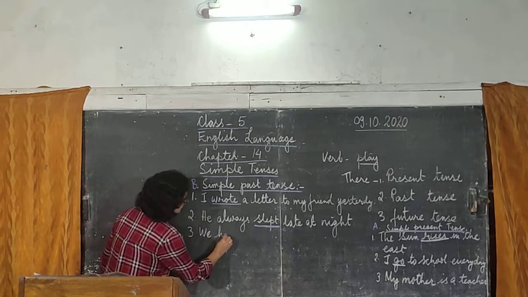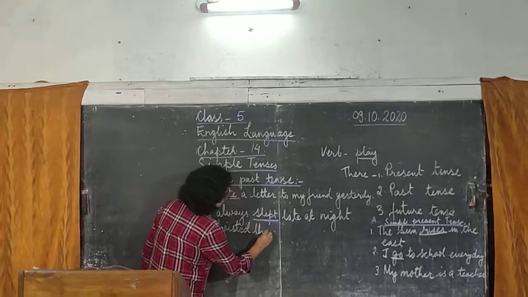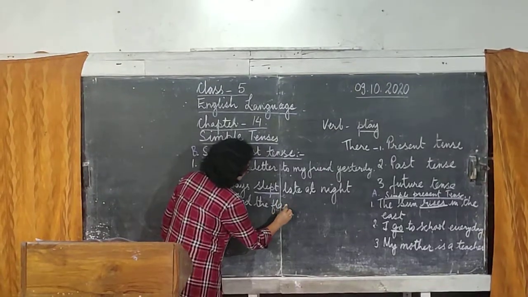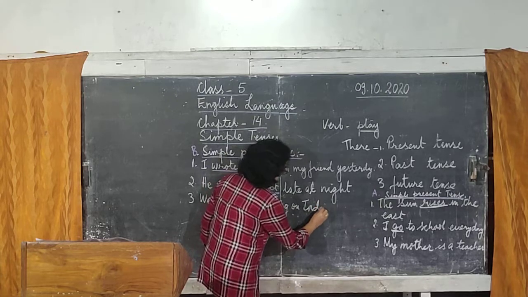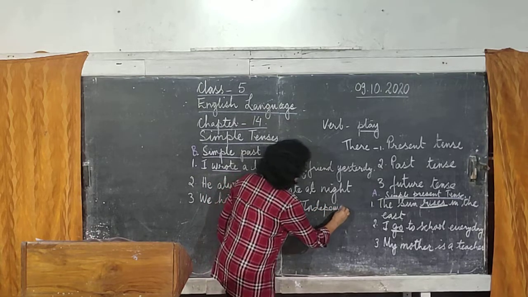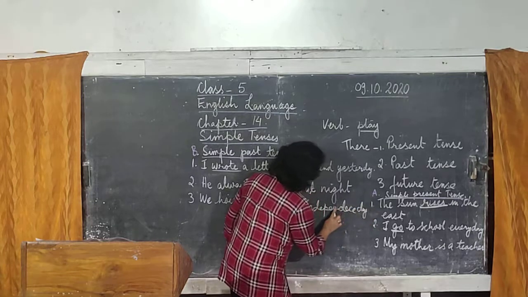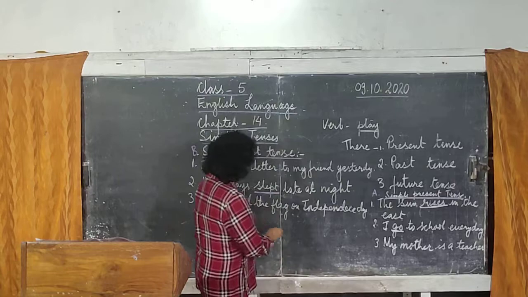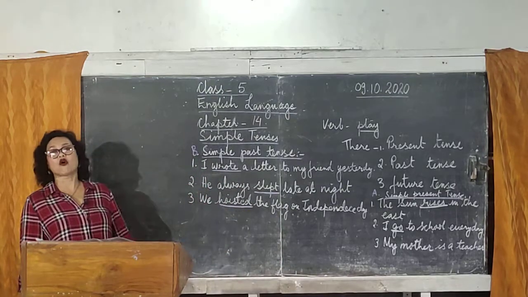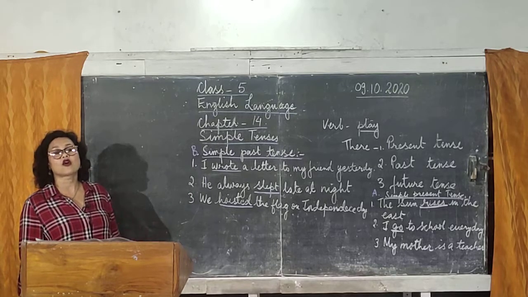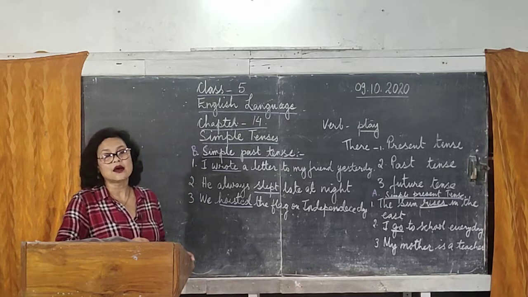We hoisted the flag on Independence Day. We hoisted the flag on Independence Day. When was Independence Day? That was 15th of August. Isn't it? That was 15th of August, but we hoisted the flag on the 15th of August, so that is in the past.